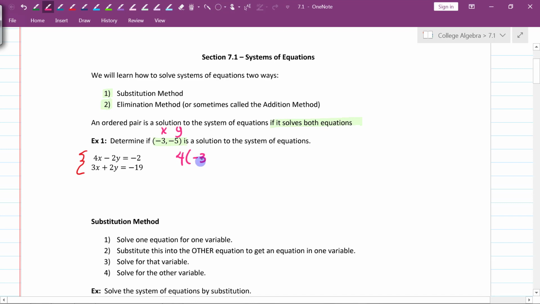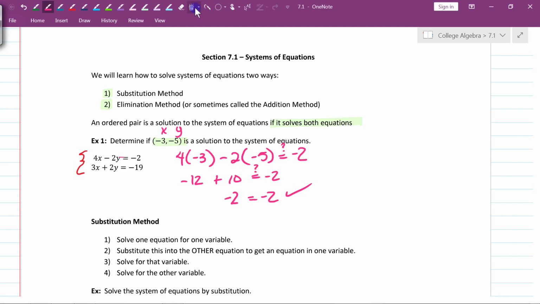So the first check is going to be 4 times x, x is -3, minus 2 times y, which is -5, equals -2. That's the question. Is this a true statement? Well, 4 times -3 is -12. -2 times -5 gives you a +10. And the question is, does that equal -2? Well, sure it does. -12 plus 10 is -2. So that checks. So we know that this point right here is a solution to this equation right here. Whether it is a solution to the system of equations yet remains to be seen.